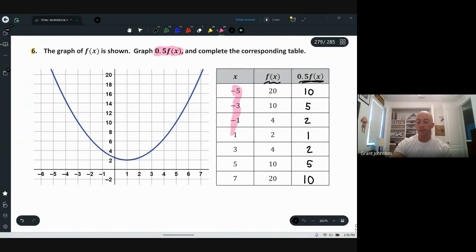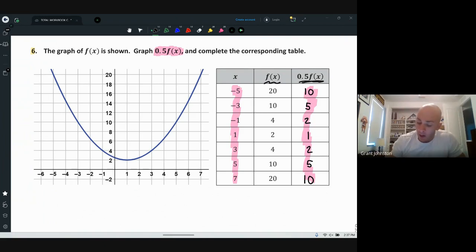So now let's just graph this to see if we see that vertical compression. So negative 5, 10 is here. Negative 3, 5, about there. Negative 1, 2, 1, 1, 3, 2, 5, 5, and then 7, 10. So if I were to draw this, it's still a parabola, right? It's still this nice curve.